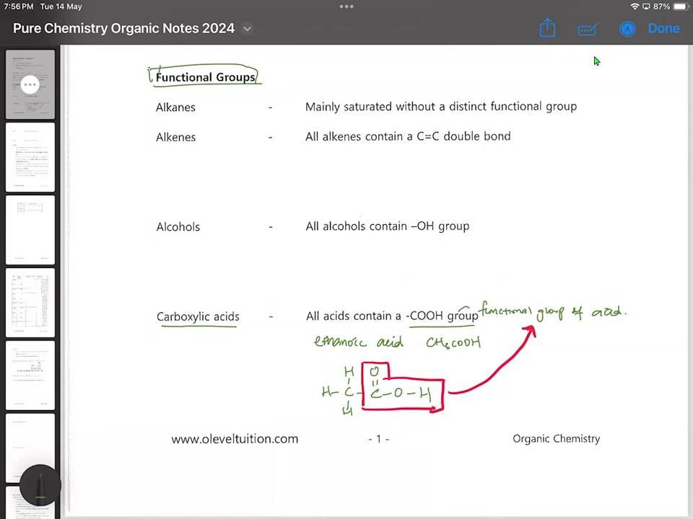So for alcohols, this is the OH. This OH group is also known as the functional group of alcohols. Again, another common one is ethanol. And this is how it will look.